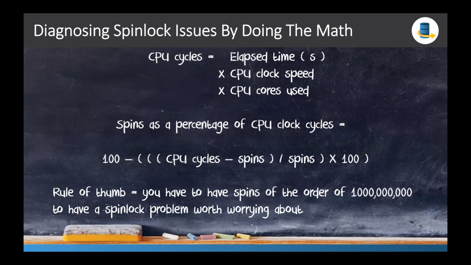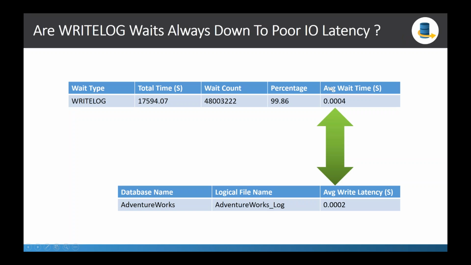Based on the fact that most modern processors have clock speeds of the order of gigahertz, and a gigahertz is a US billion CPU cycles per second, very roughly, you need to have spins of the order of billions to have a Spinlock problem worth worrying about. Okay.